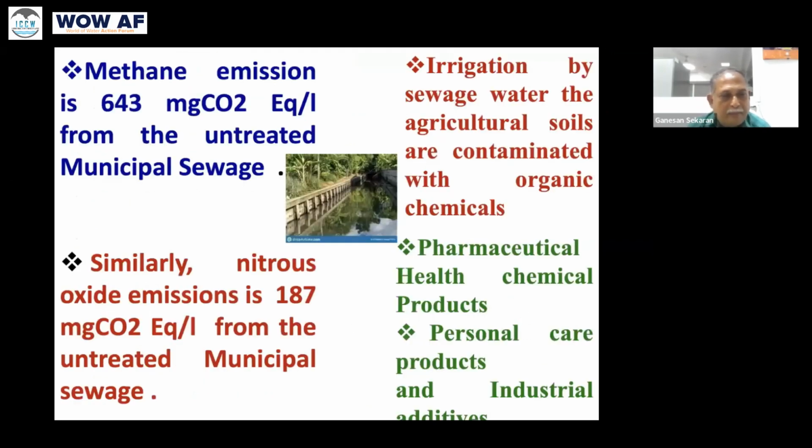And of course, we found that methane emissions of about 643 milligram carbon dioxide equivalent come from the untreated municipal sewage, because it is openly going around in the rivers collecting this sewage. The nitrous oxide emission is also much higher, equivalent to about 187 milligram of carbon dioxide. Irrigation by sewage water: some of the untreated sewage is also used for irrigation to raise greens, and some vegetables are also grown using this untreated sewage.